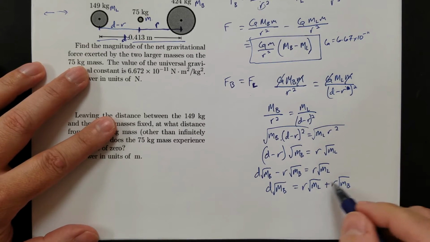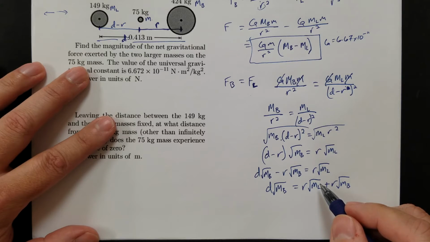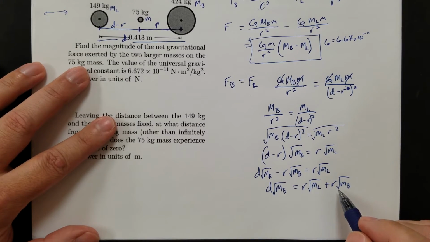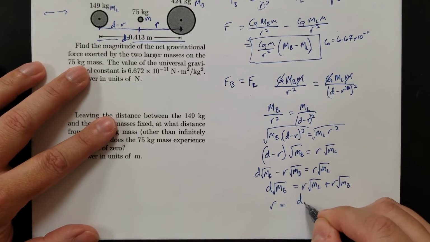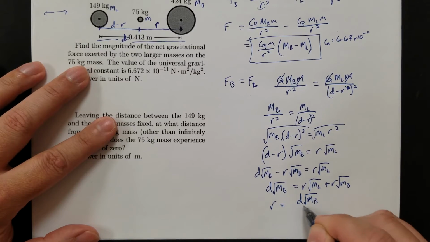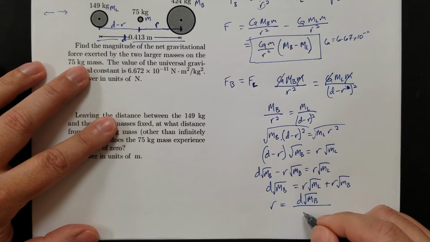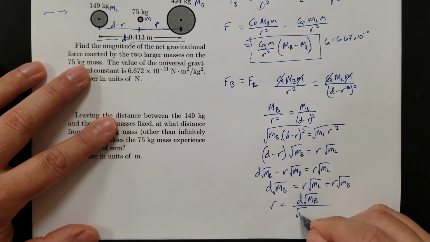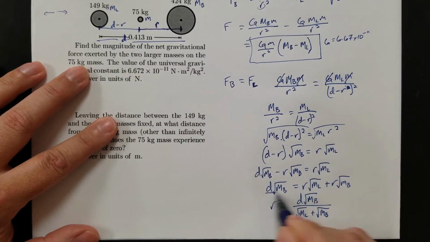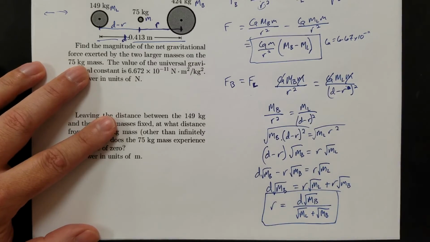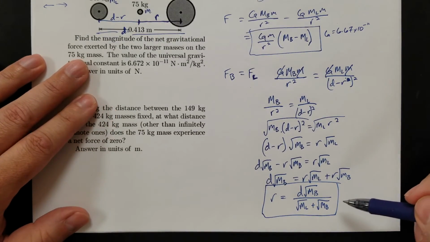So I'm going to pull out R from both of these, and then I'm going to divide that over, and I can get R. So R is going to equal D times root mass of the big one over the sum of root mass of the little one plus root mass of the big one. There we go. Not terrible, but a fair amount of algebra, right?